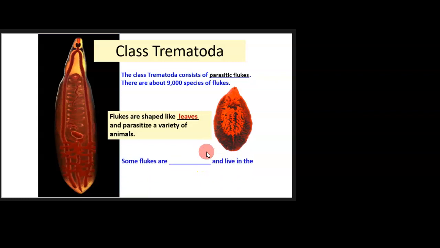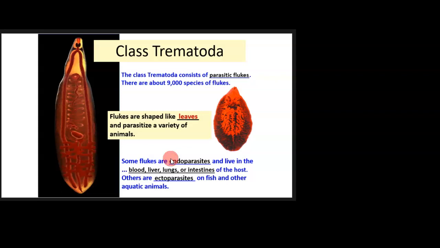Some flukes are endoparasites. So that means they live on the inside of the body. And so specific areas that they would be found in are the blood, the liver, the lungs, or the intestines of the host. Other members of this particular class are ectoparasites, and they'll feed, and you'll find them on fish and other aquatic animals. So remember, ecto means on the outside.